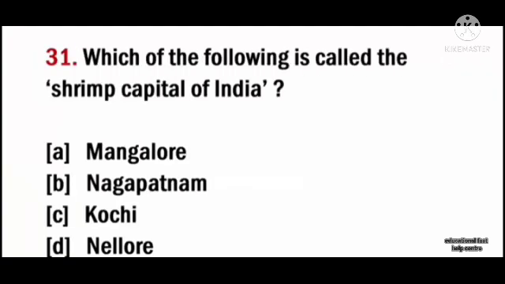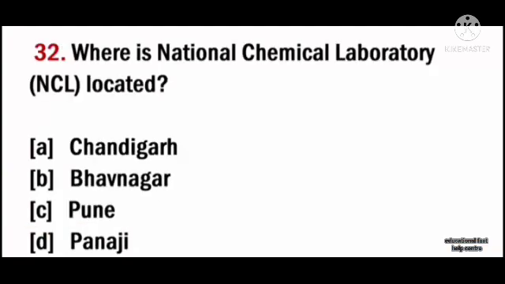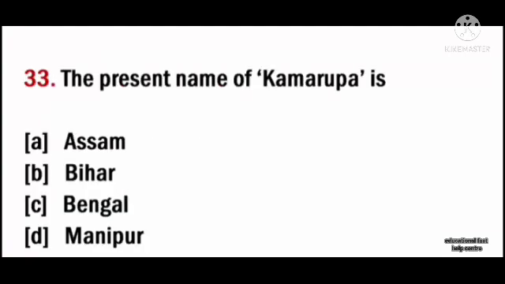Which of the following is called the shrimp capital of India? Answer D. Nellore. Where is the National Chemical Laboratory, NCL, located? Answer C. Pune. The present name of Kamarupa is? Answer A. Assam.